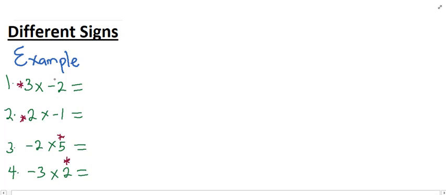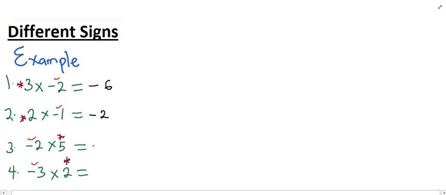So we have negative here, negative, negative, and negative. This is to let us know that we have different signs involved here, and because they are different signs, we can comfortably add our negative. 3 times 2 is 6. Different signs, we can add negative. 2 times 1 is 2. Different signs, we can add negative.